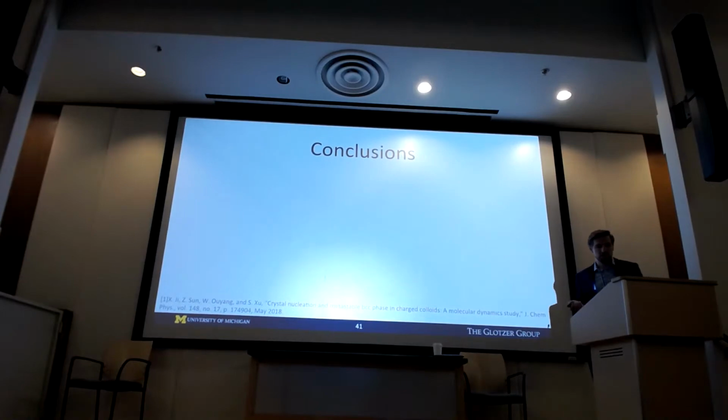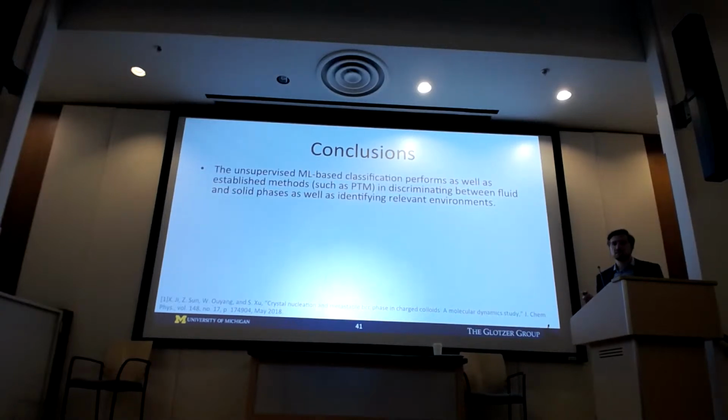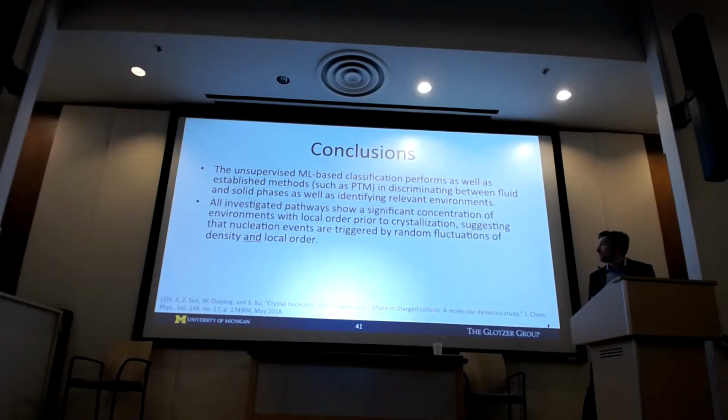So to conclude this study of crystallization pathways, I wasn't able to show you all examples, but what we saw is that we can use this unsupervised machine learning approach to discriminate very well between fluid and structure, and we can try to identify environments that are somewhat crucial for this crystallization process. We also saw that the environments that show high order in the crystal are usually already present very early on in the process. So they're everywhere in the fluid, and they're present right from the start.